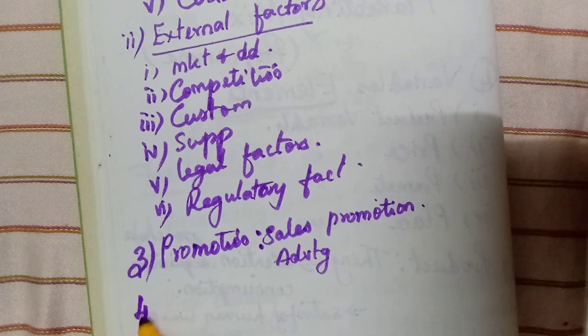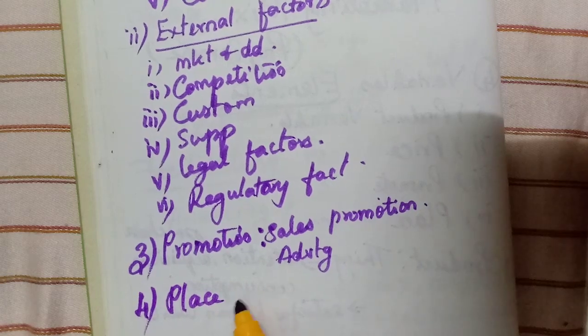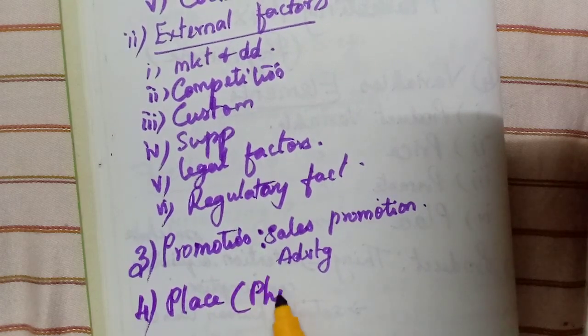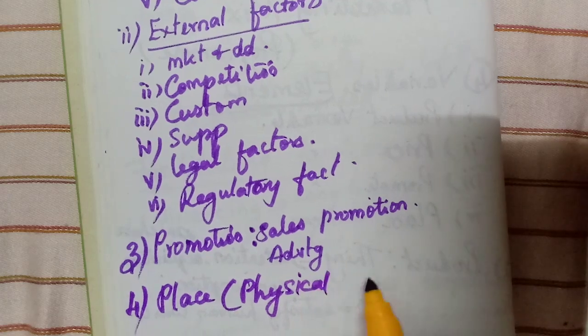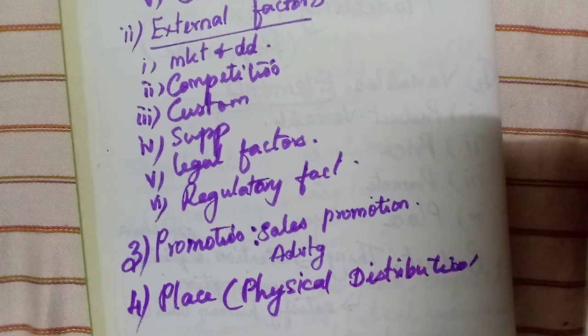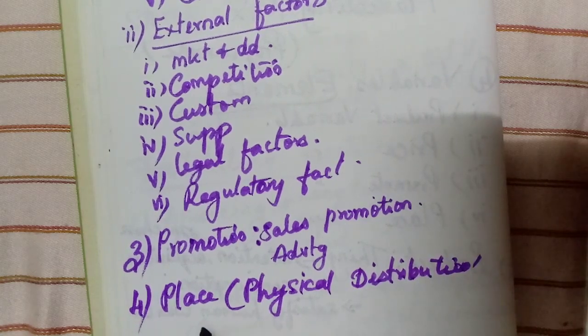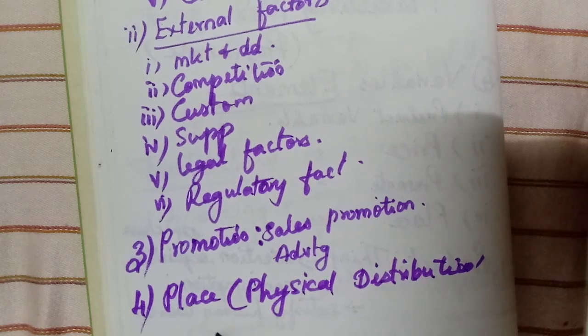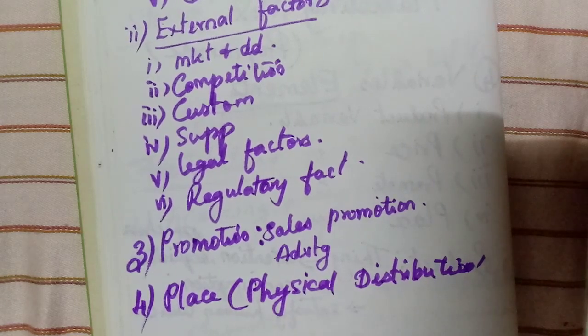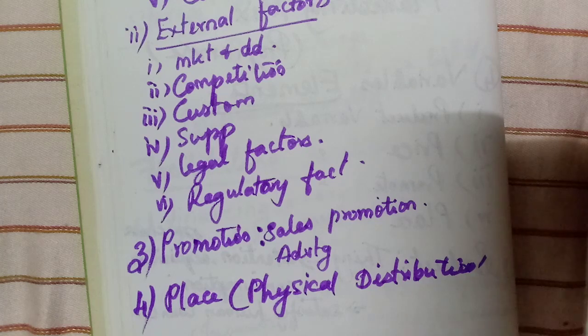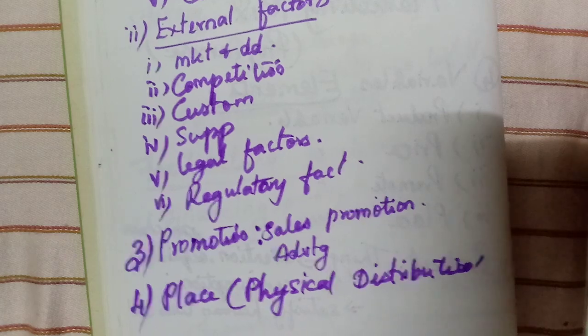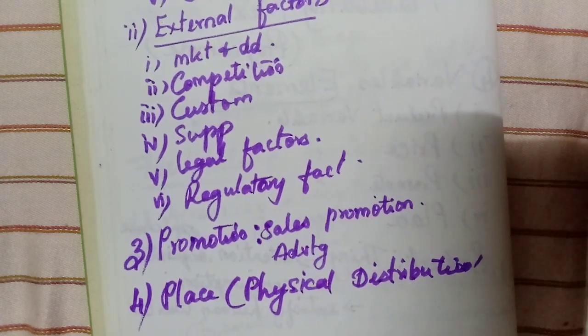Then the last one is place mix, that is called physical distribution. Physical distribution we know very well. From the place of production, the goods must be transported to the place of consumption where there is more demand. Or we can say from the place where there is no demand, the goods are transported to the place where there is more demand.